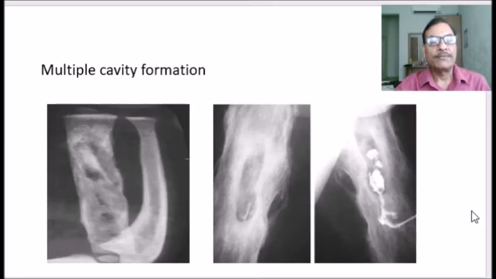So one by one we will take up and see what they are. The multiple cavity formation. You can see here, these are the cavities, and here we can see there is a sequestrum as well. And many times when there is a cavity which is pouring the pus outside the skin, there will be sinus formation. And when there is a sinus, we can do the sinogram to locate the position of the sinus which is going inside the bone and how big the cavity is.